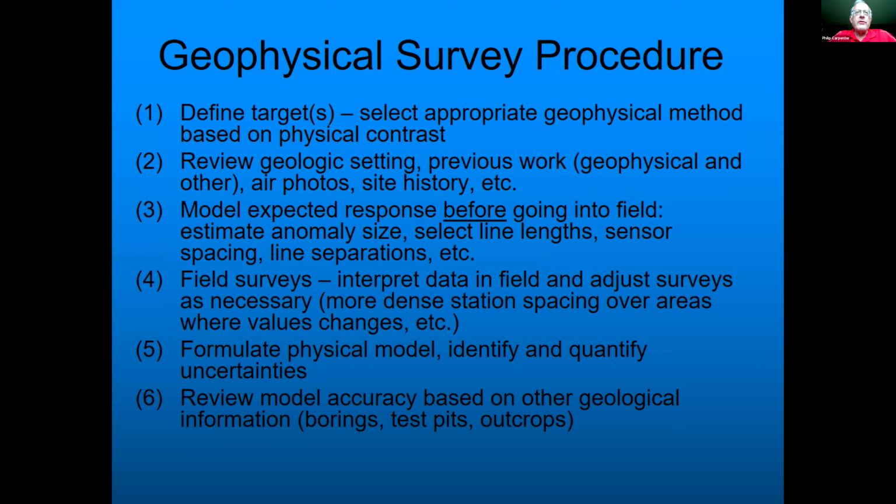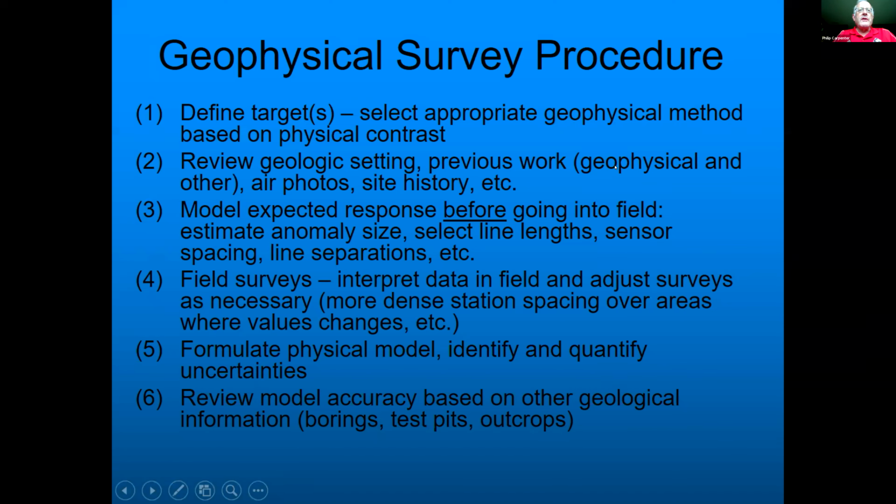Just a few things about the geophysics. When you're doing geophysical work, some of the things you want to do is define the target with the appropriate method. Define the target, select the appropriate method.